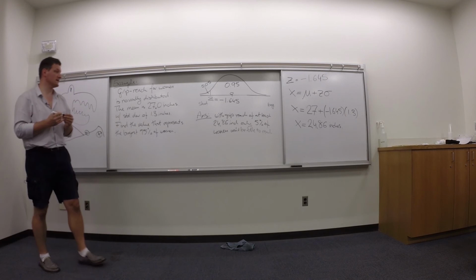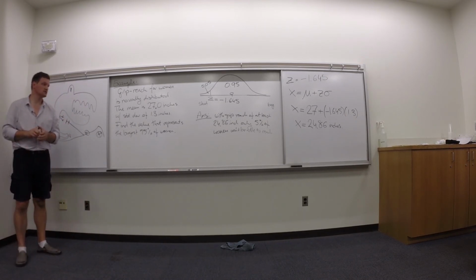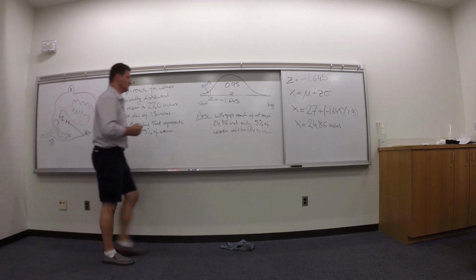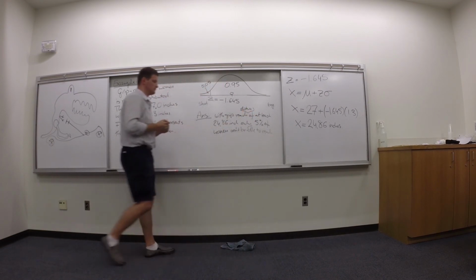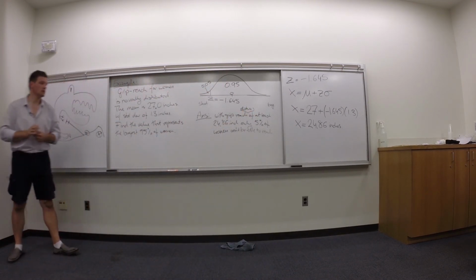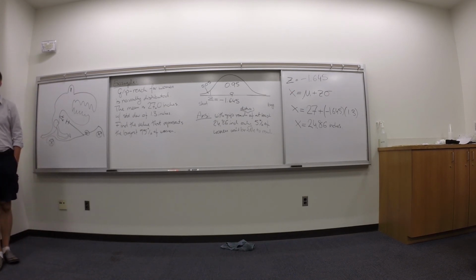With a grip reach of at least 24.86 inches, or grip reach distance, only 5% of women won't be able to reach. You stroll into a saloon at 4 foot 3 inches, people are going to be like, nah, this truck is not for you.